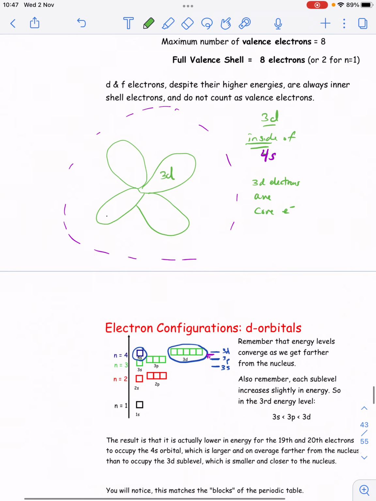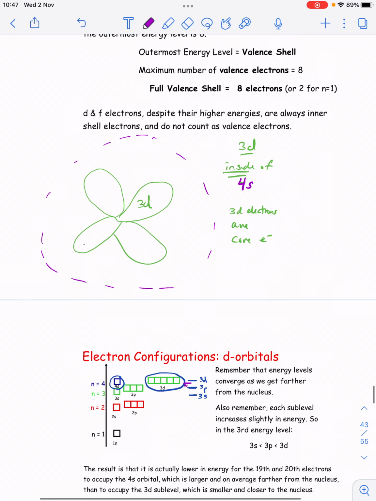So we'll see as we do some practice, we need to be able to count valence electrons. And we'll see that as a result of this D being on the inside, we never end up getting more than 8 valence electrons. So although the third energy level and above can hold more than 8 electrons, there is still something special about the octet. It is the maximum number of valence electrons that we can ever have.